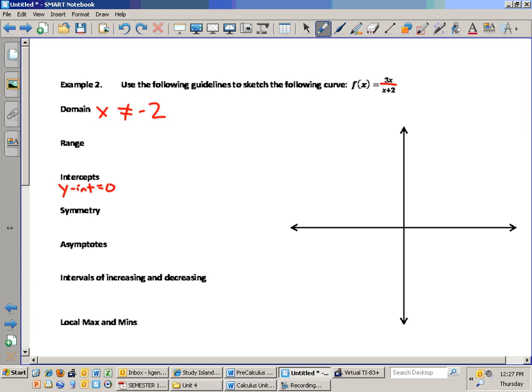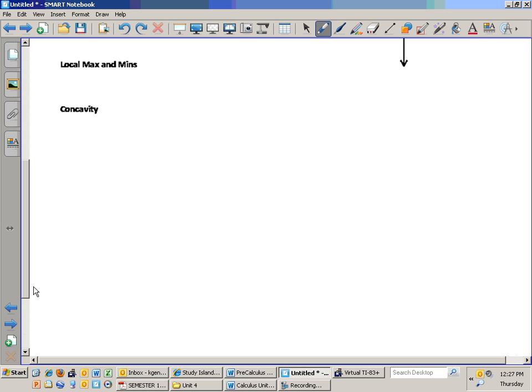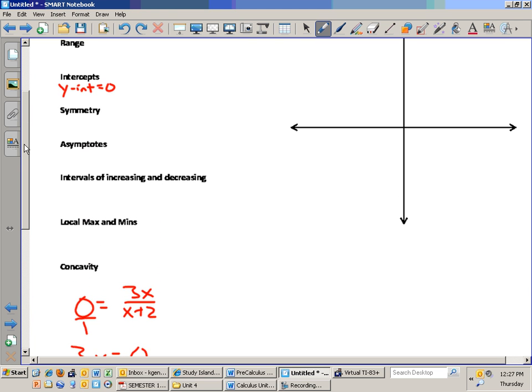How do I find the x-intercept? I set the function equal to 0. So 0 equals 3x over x plus 2. I'm going to cross multiply and solve. 3x equals 0. X is 0. So it looks like it passes right through the origin. So x-intercept, 0.